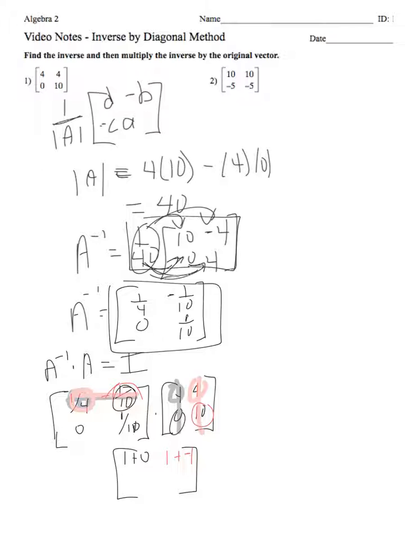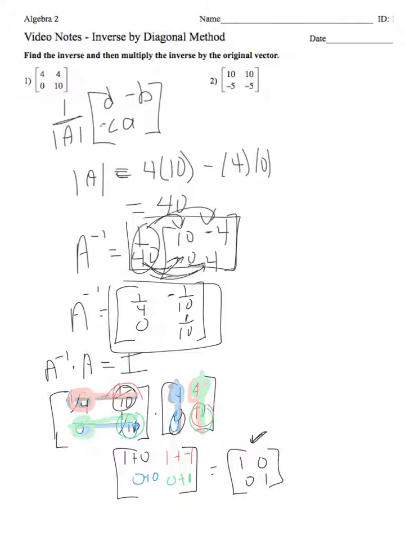Now we'll go this times this. So 0 times 1 is 0, and then 1/10 times 0 is 0. So that just became 0 plus 0. And lastly, I need this times this. So I have 0 times 1/10, that will be 0, plus 1/10 times 10, which is 1. And sure enough, look what we ended up with: 1, 0, 0, 1. So that's what identities do.